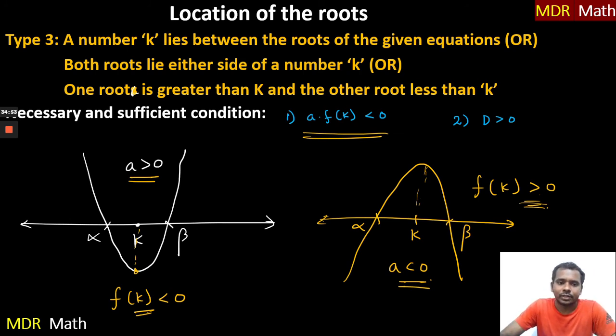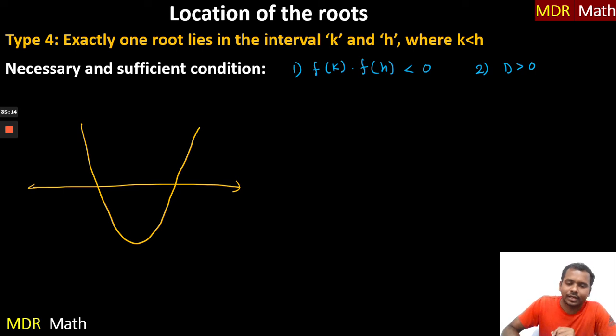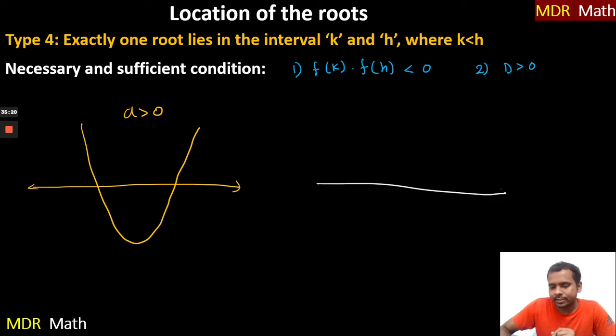Now, let's go to case 4. Exactly one root lies in the interval k and h. Let's see it on the graph. First, let us see it for a greater than 0, and let us draw one more diagram for a less than 0.